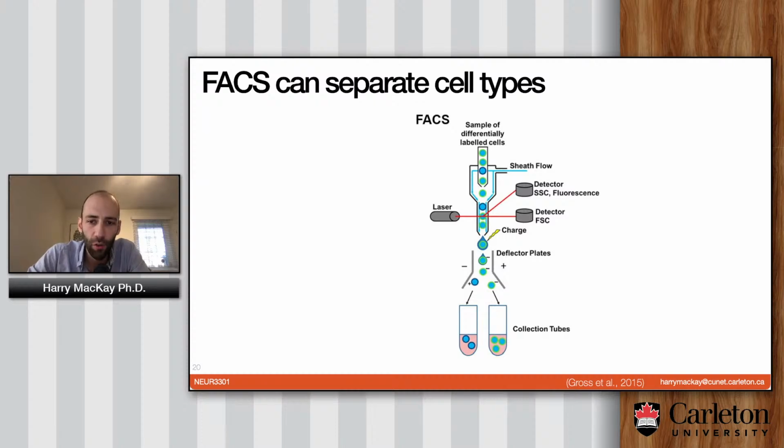So I didn't want to get into a whole big diatribe about how FACS works, although I think many of you would find it quite fascinating. So I would encourage you to look this up on your own time. What it does is almost magical. Essentially, you can feed the machine. It's just a big machine.